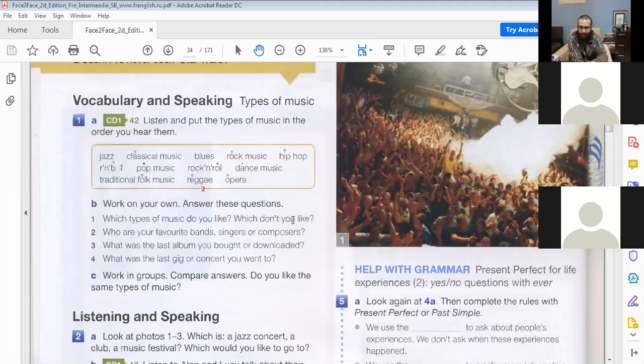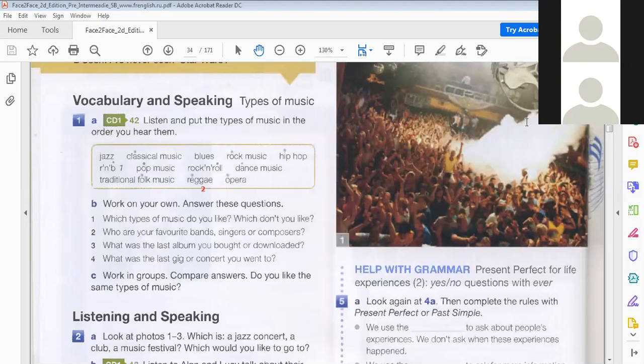Nobody can remember? I think jazz. You think jazz? Yeah. Okay, number 4, hip hop? I think it's pop. You think it's pop, rock? Rock and roll? What's the difference between rock and roll? I don't know, just guessed.